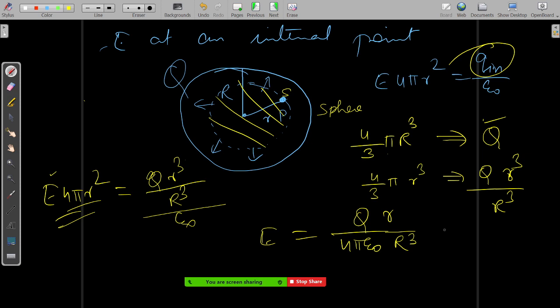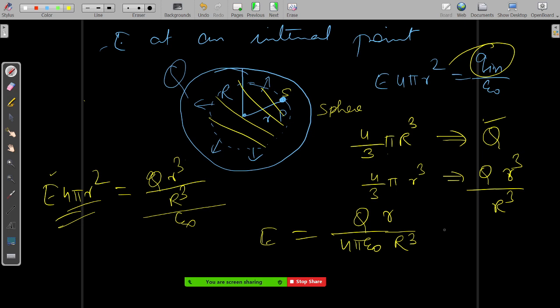So at an internal point, you have to remember that the electric field due to a uniformly charged sphere is proportional to the distance from the center, the radius. Understood? It's proportional to the distance.